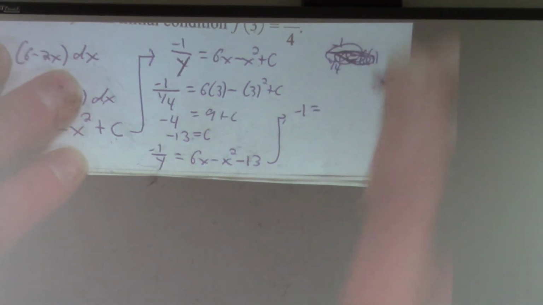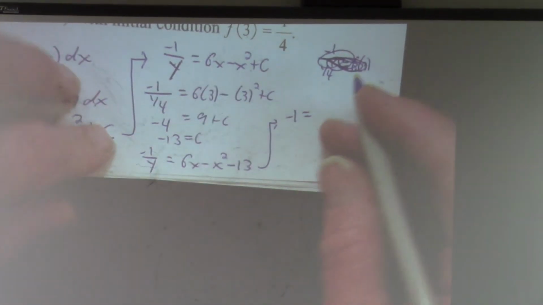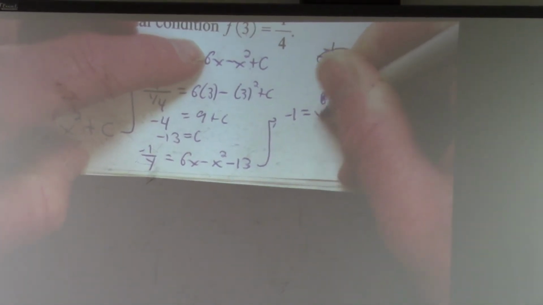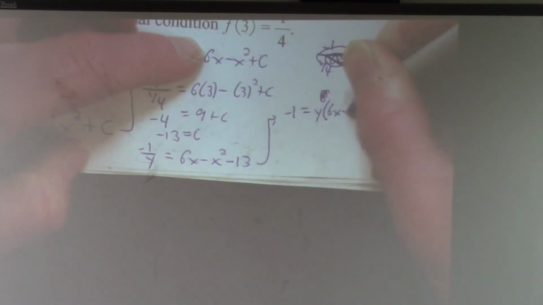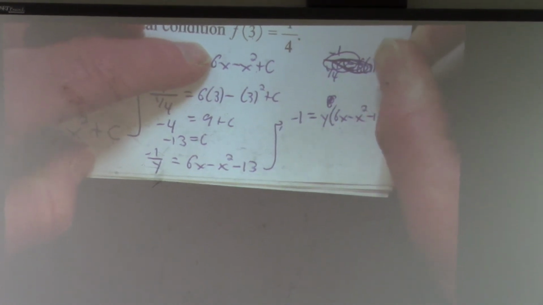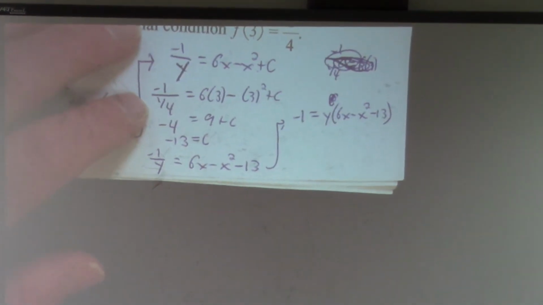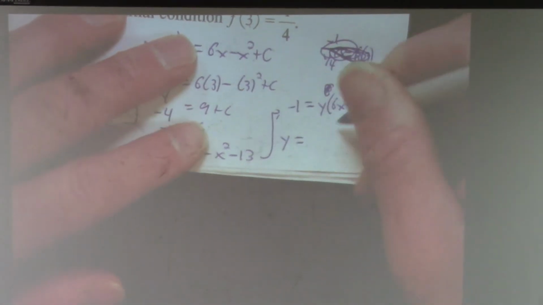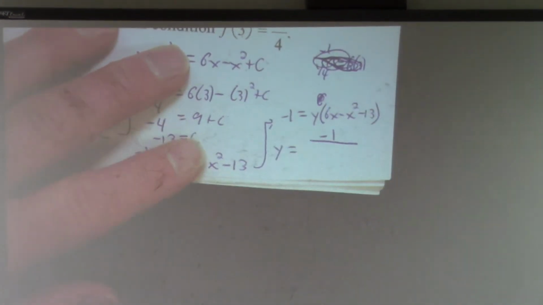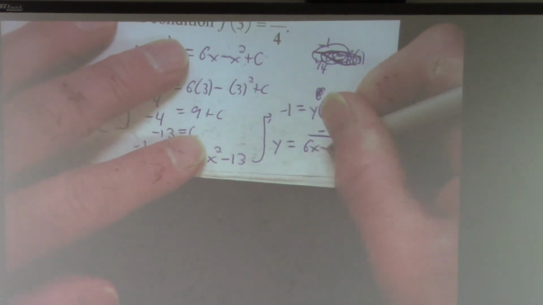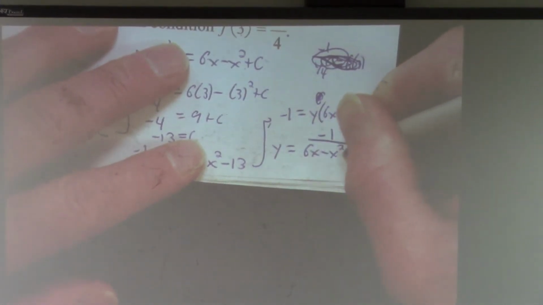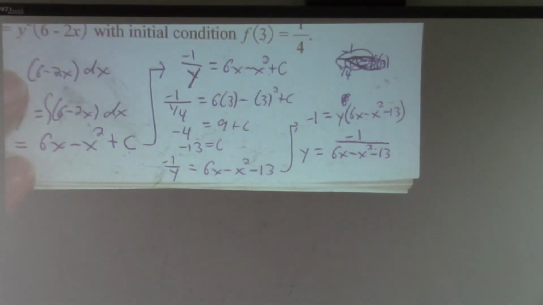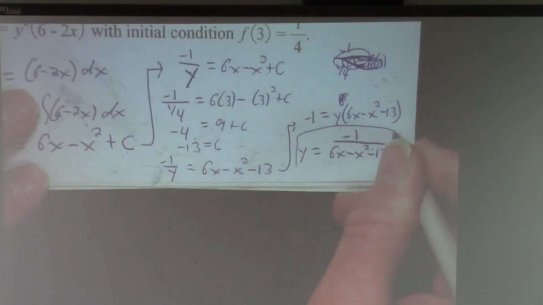If I times both sides by y, that will get rid of the fraction on this side, and I will have negative 1 equals y times quantity, 6x minus x squared minus 13. So I can now divide both sides by this parentheses, and I have negative 1 over 6x minus x squared minus 13. This is a free response, so stop, stop, stop right here.